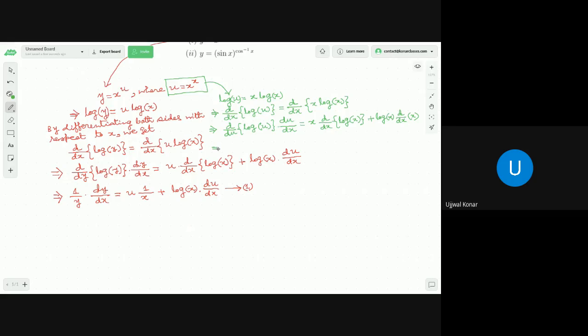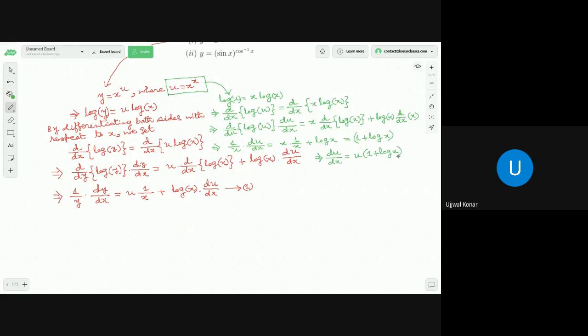Okay. So this implies what? d/du of log u is what? 1 by u into du/dx. That is equal to x into log x. We know derivative of x log x is x into 1 by x plus log x. Correct or not? So what we get? So here we get 1 plus log x. Now that implies du/dx is equal to u into 1 plus log x. Yeah. u into 1 plus log x.